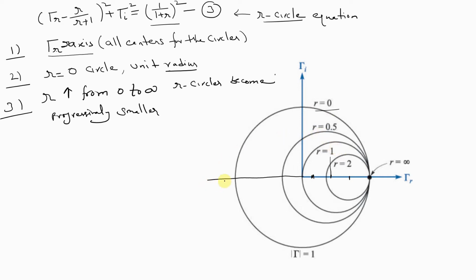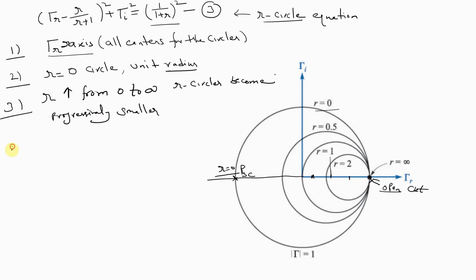Now this point here is the short circuit point, and this is the open circuit point, because at that point r is equal to infinity, and here at that point r is equal to 0, where it intersects the real gamma axis. We can mark those points.